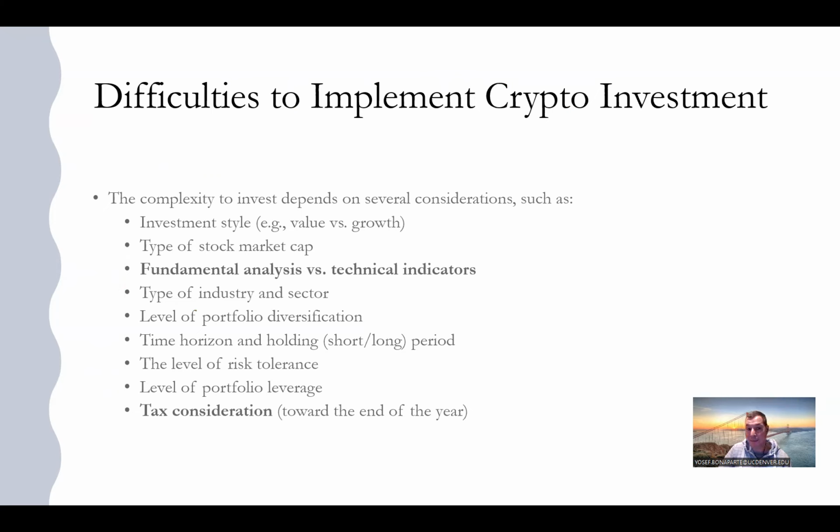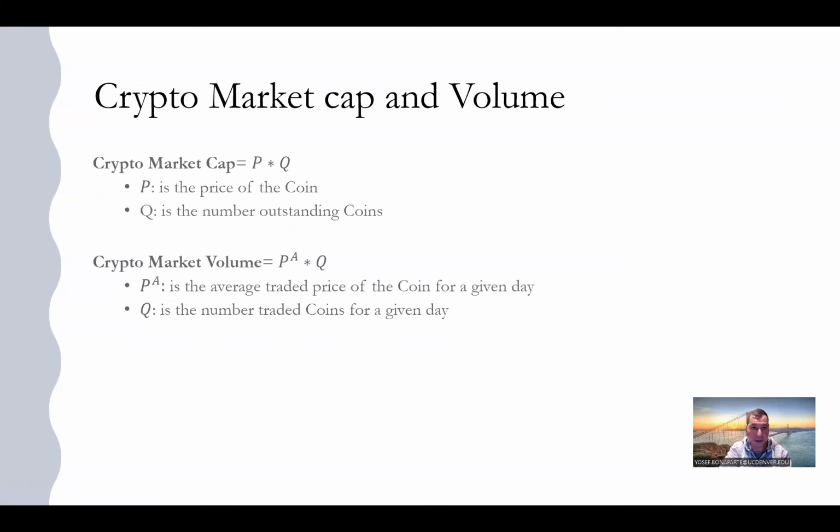Type of stock market cap: we cannot invest in large cap or small cap. Yeah, Bitcoin is the biggest one, but the rest are small cap. Fundamental versus technical: we don't have fundamental analysis, we have only technical indicators. And we don't have enough sectors. So these are the listed difficulties to implement crypto investing.